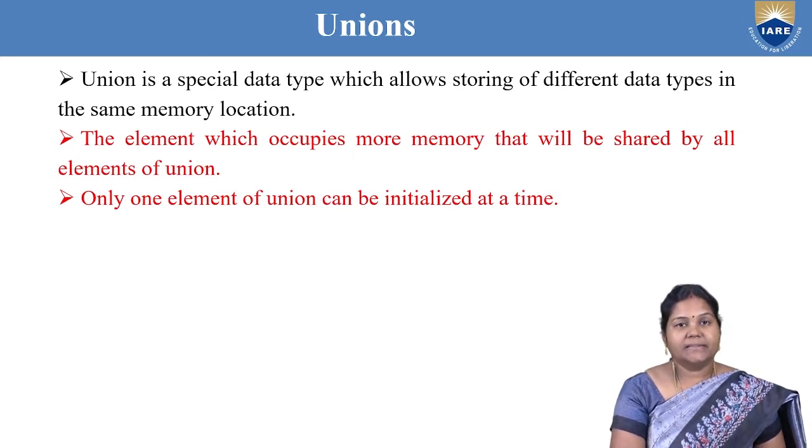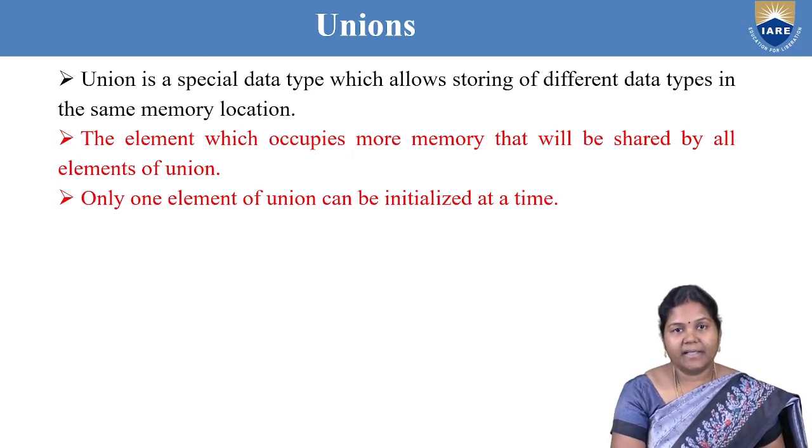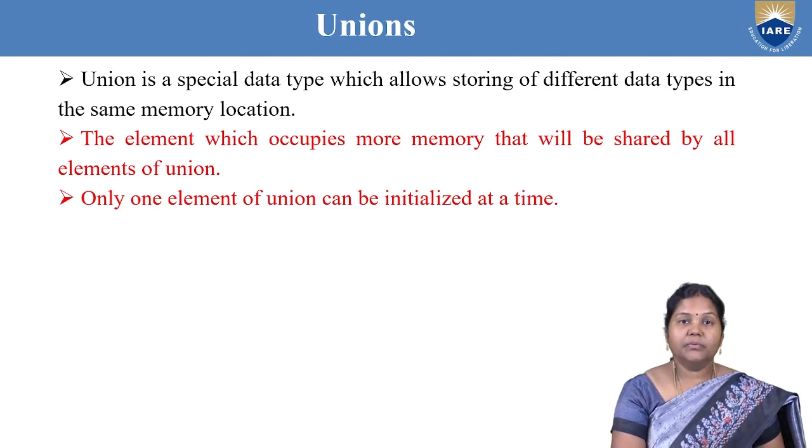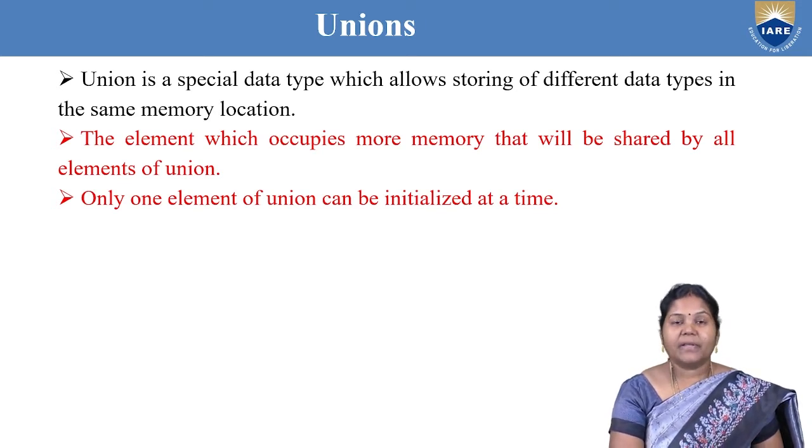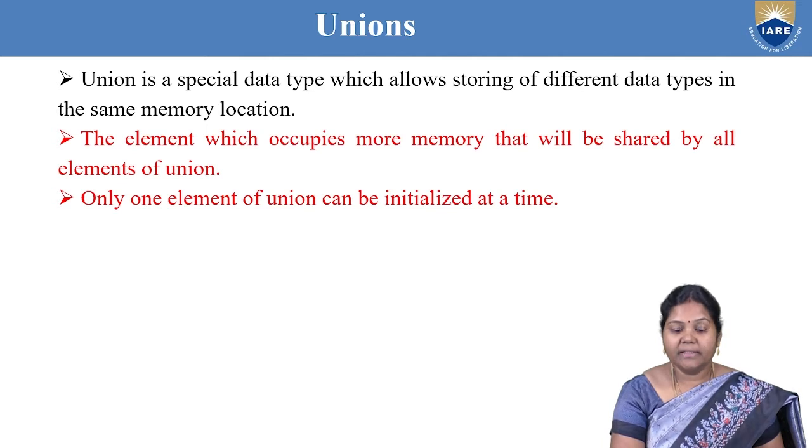Now, like structure, we have another special data type called unions. So, union is a special data type which allows storing of different data types in the same memory location. The difference is in structures, every member will have its own memory location, whereas in union, every member has to share the same memory location. Now, the element which occupies more memory, that will be shared by all the elements of the union.